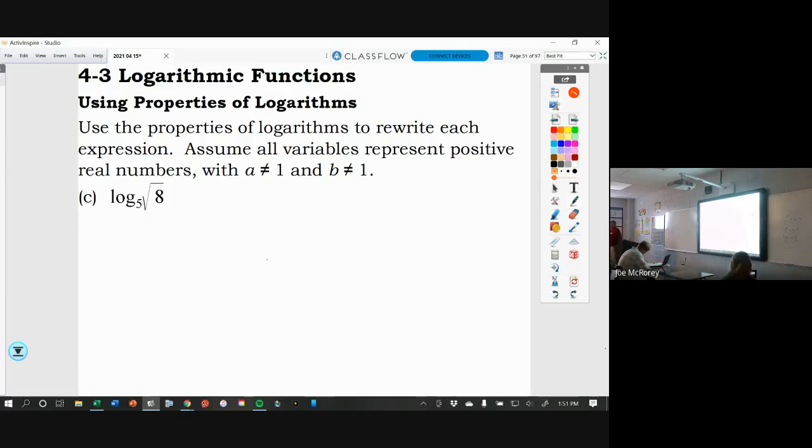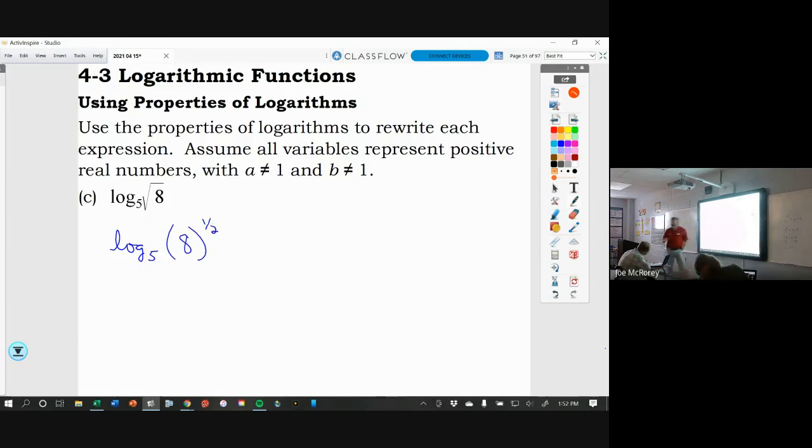Log base 5 of the square root of 8. The first thing I would like to do is get rid of the square root. So how can you write this without writing the square root? 8 to the 1/2 power. The bottom number is the index, right? So if this is a square root, then there's a 2 right here. So I could write this as log base 5 of 8 to the 1/2 power.